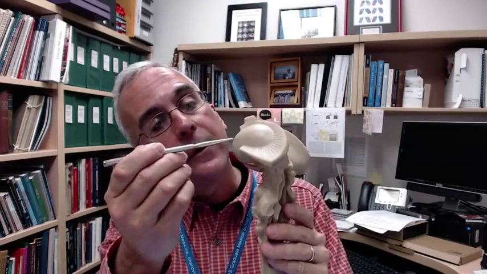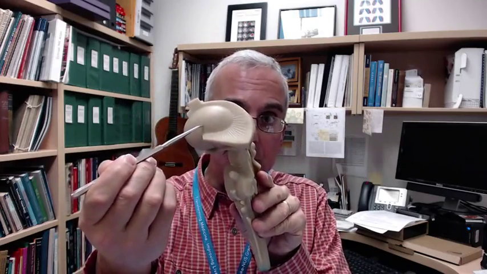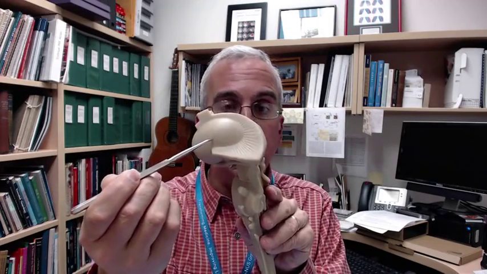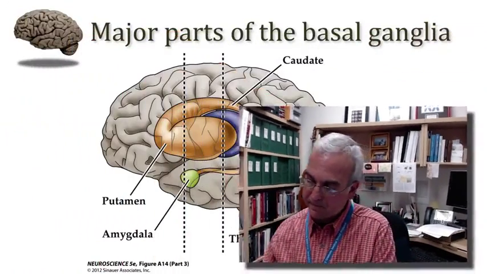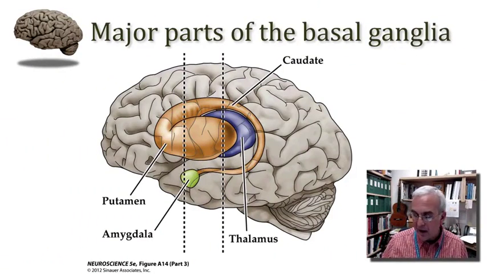Now, there's an important basal ganglia component that we cannot see in this model, and that is the globus pallidus. The reason that we can't see it is that it's buried just on the medial edge of this putamen. It sits between the fibers of the internal capsule and the putamen. Now, if we look at this illustration, hopefully you'll have some orientation now as to what we're seeing.